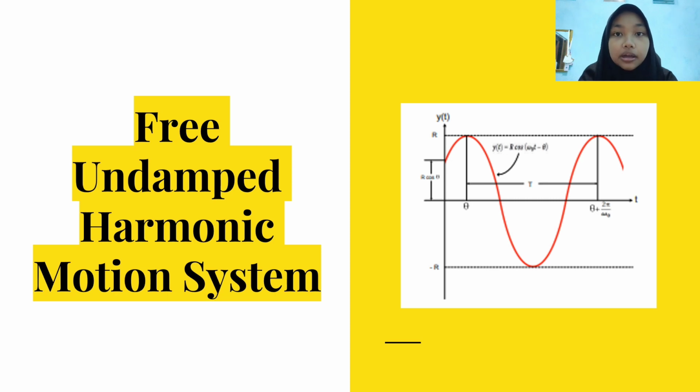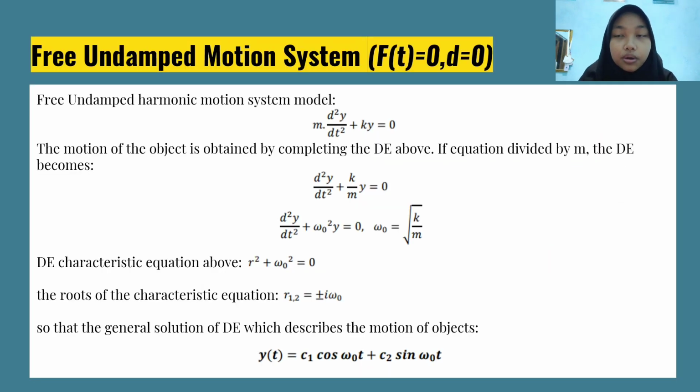The example of the application of second order ordinary differential equations that we are going to discuss is the free undamped harmonic motion system. The free undamped harmonic motion system model is m times d squared y over dt squared plus k times y equals 0. The motion of the object is obtained by solving the differential equation above.